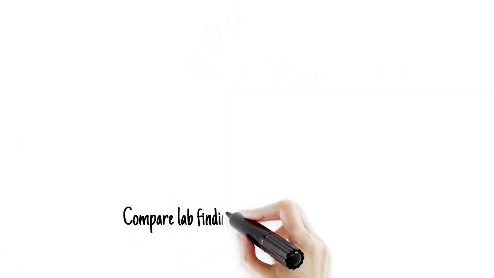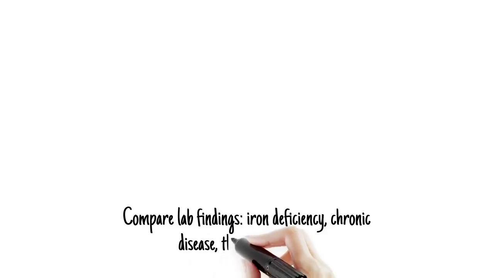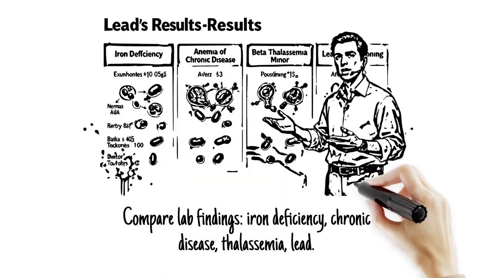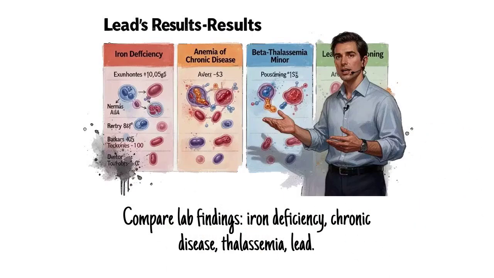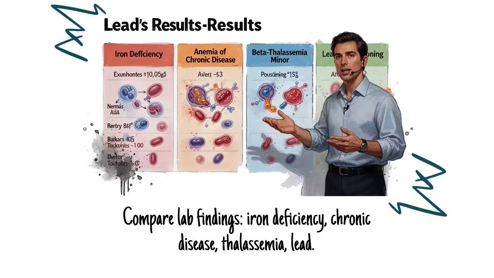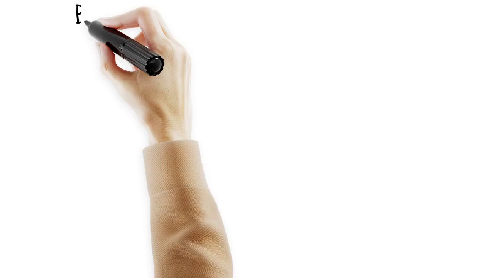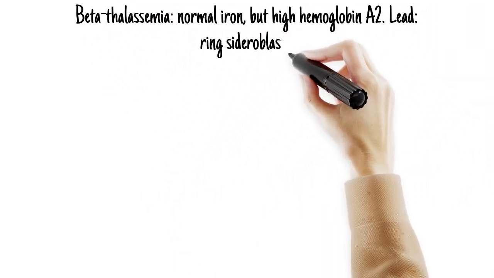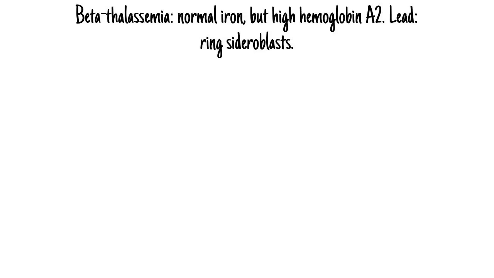So, to crystallize the entire differential in one place, in true iron deficiency, serum iron is low and TIBC is high, few passengers, many empty seats. In anemia of chronic disease, both serum iron and TIBC are low, few passengers, fewer buses, iron deliberately locked away. In beta thalassemia minor, iron studies are typically normal, but hemoglobin A2 is elevated on electrophoresis.